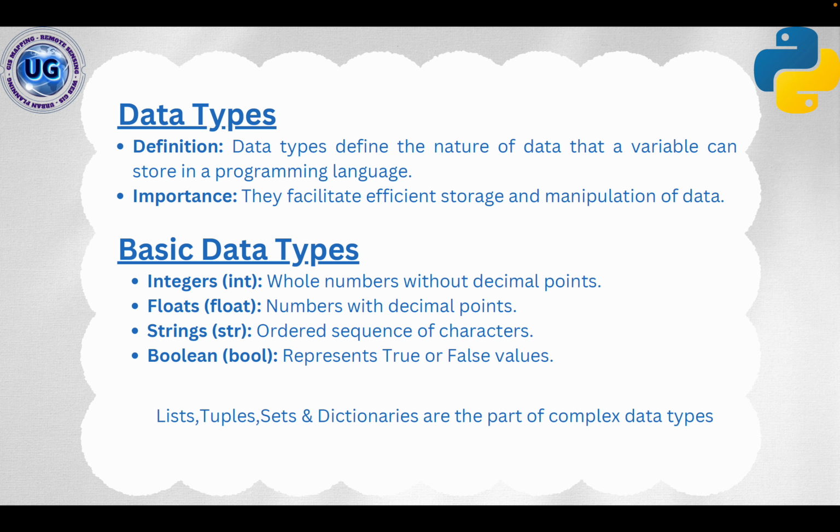Actually, data types define the nature of data that a variable can store in a programming language, like whether the data is in integer form, floats, strings, or boolean form. Lists, tuples, sets, and dictionaries are also part of complex data types. On the basis of data type, it allocates the memory, the storage, to that variable.